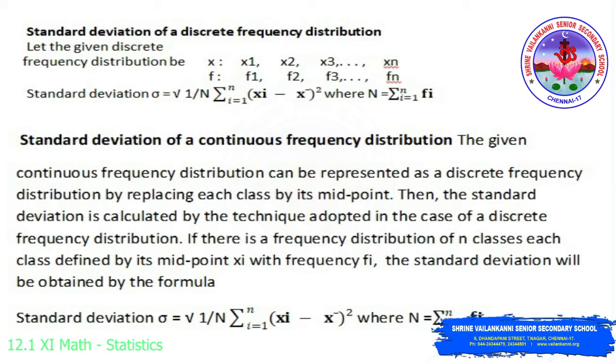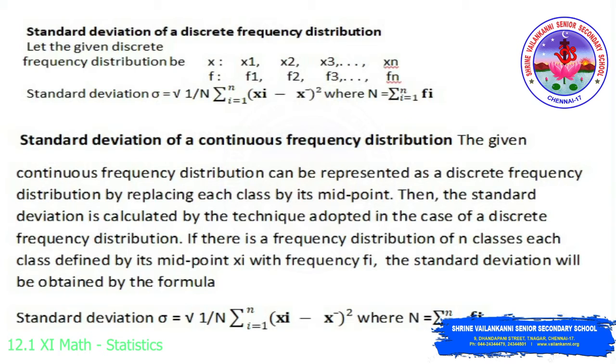Standard deviation of a discrete frequency distribution. So this is for grouped data. Let the given discrete frequency distribution be x1, x2, x3 till xn, and frequencies f1, f2, f3 till fn. So the formula to find standard deviation is sigma equal to square root of 1 by n summation i equal to 1 to n fi into xi minus x bar whole square, where capital N equal to summation i equal to 1 to n fi.